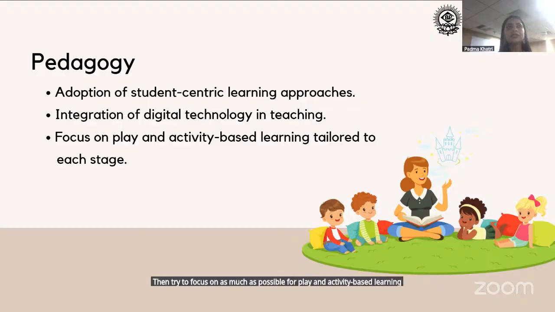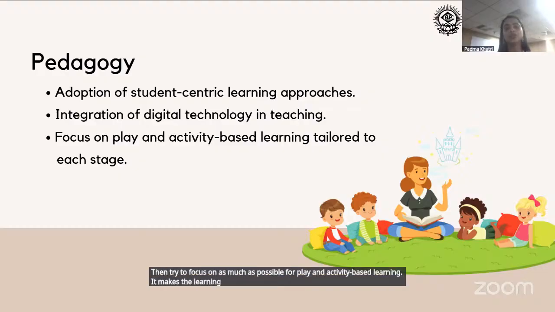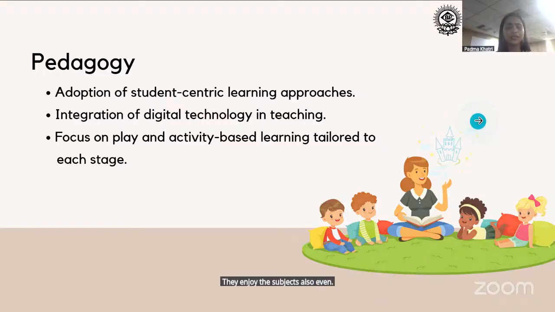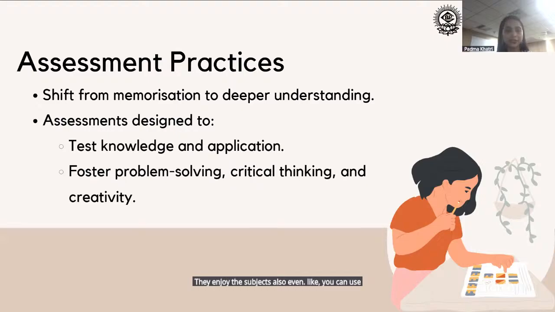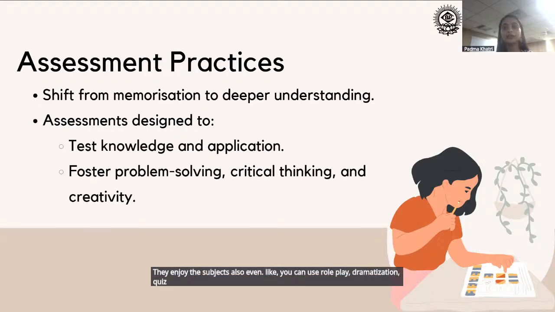It makes the learning interesting for the learners, and they put in their efforts, they enjoy their learning, they enjoy the subjects also. You can even use role play, dramatization, and quizzes, and they will love it, they will love the subject, and hence they will be encouraged to learn about that subject on their own without any force from the teachers or the parents or anyone else.